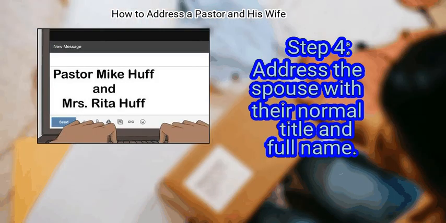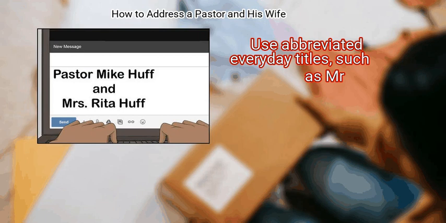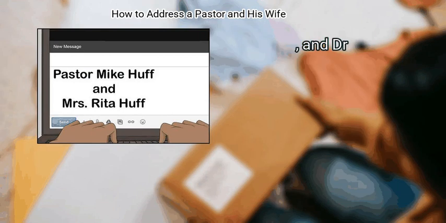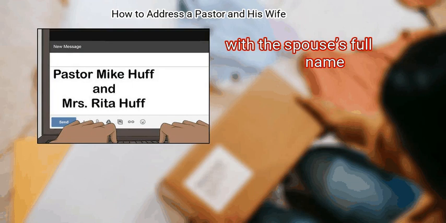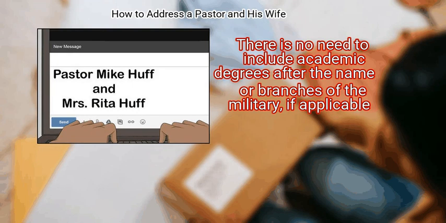Finally, address the spouse with their normal title and full name. Use abbreviated everyday titles, such as Mr. and Dr., with the spouse's full name. There is no need to include academic degrees after the name or branches of the military, if applicable.